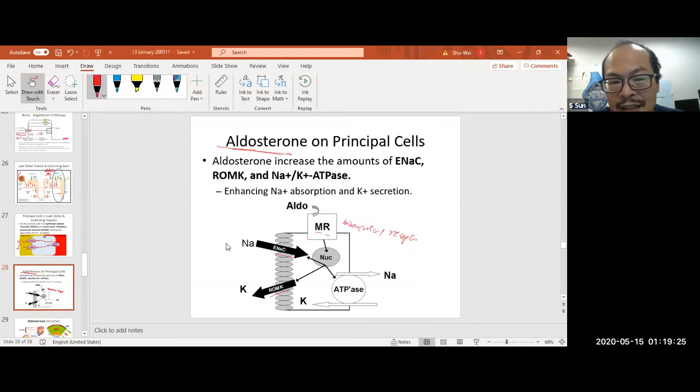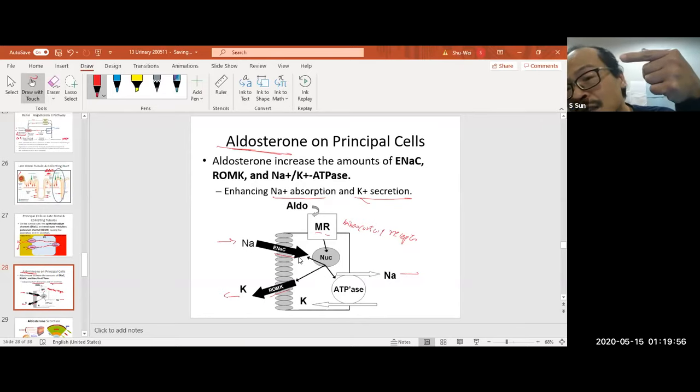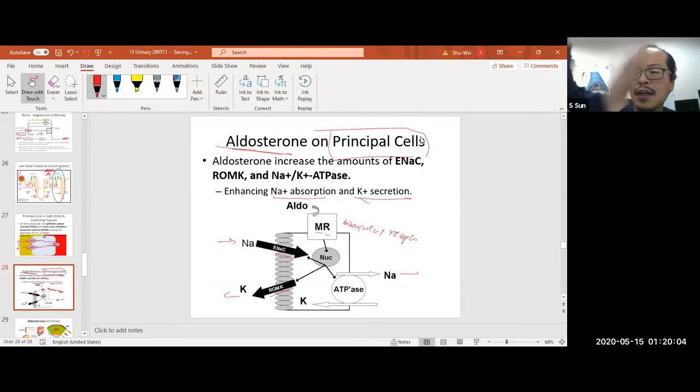And the consequence is that it will enhance the sodium reabsorption and enhance the potassium secretion. So that's the function of the aldosterone. So now you know the aldosterone function right here. Two things you need to remember. One is that it acts on the principal cells, located in the collecting tubule, collecting ducts. And the second thing you need to know is that its function is to cause the sodium reabsorption and the potassium secretion.